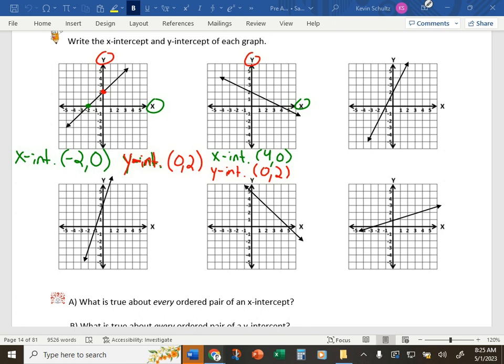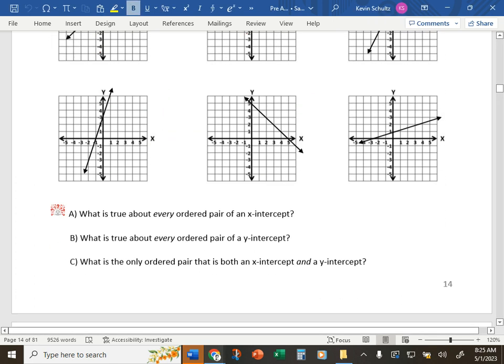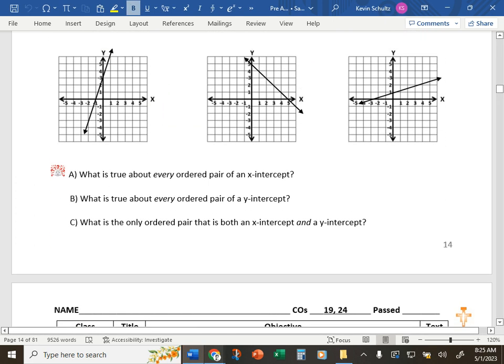So for homework for tomorrow, you're going to finish these 4, writing the x-intercept and the y-intercept of each. Then some questions down at the bottom. What is true about every ordered pair of an x-intercept? What is true about every ordered pair of a y-intercept? And then, what is the only ordered pair that is both an x-intercept and a y-intercept? And if you know what that ordered pair is called, it's got a special name for it too, bonus points.